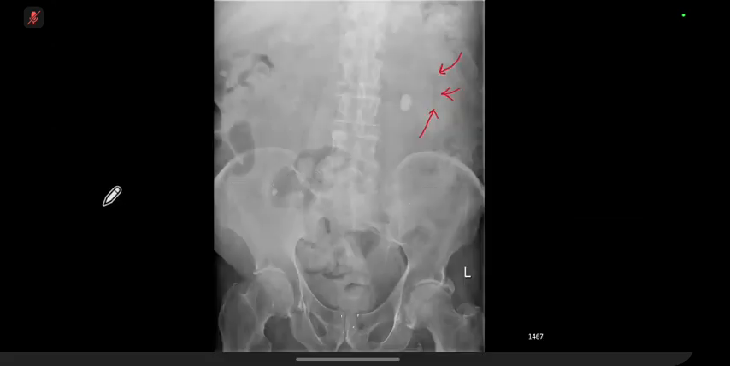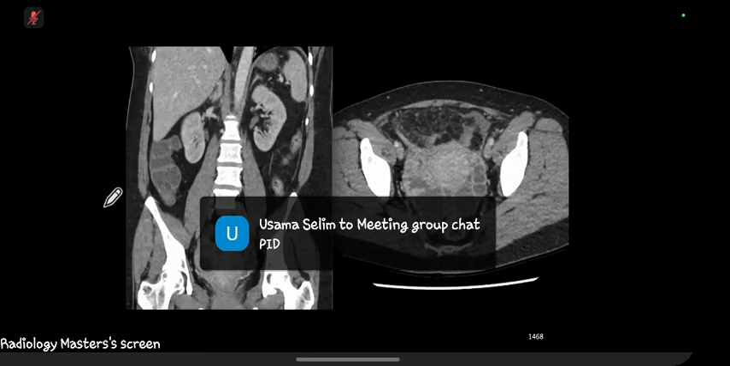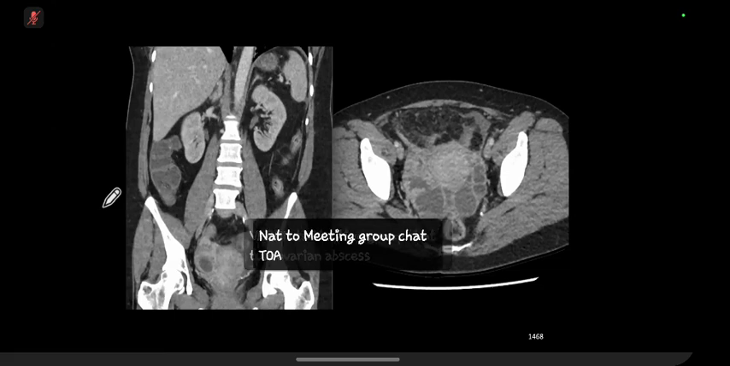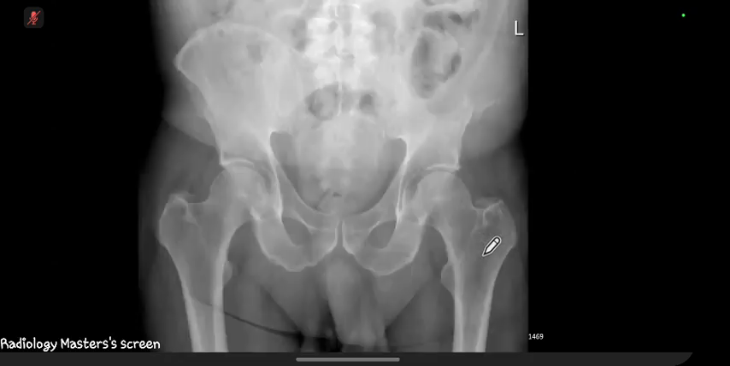Okay, what's going on in this patient? Yeah, bilateral tubo-ovarian abscesses, one on the right, one on the left. Fairly typical. Left-sided hip pain.